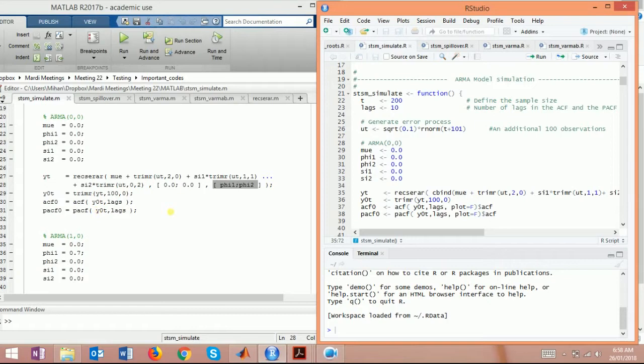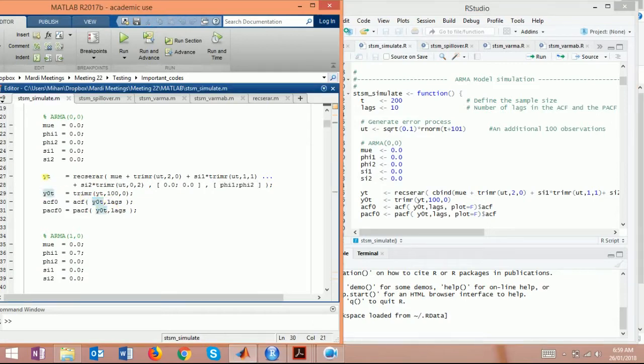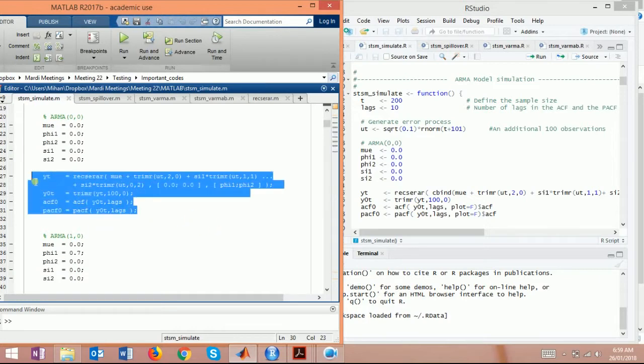Y naught is yt from 100 onwards, so this is yt and this is y naught t. The ACF is of y naught t; we use yt and remove the first 100. So ACF is y naught t and lags, PACF is y naught t and lags. Very simple, that is ARMA 0 0.